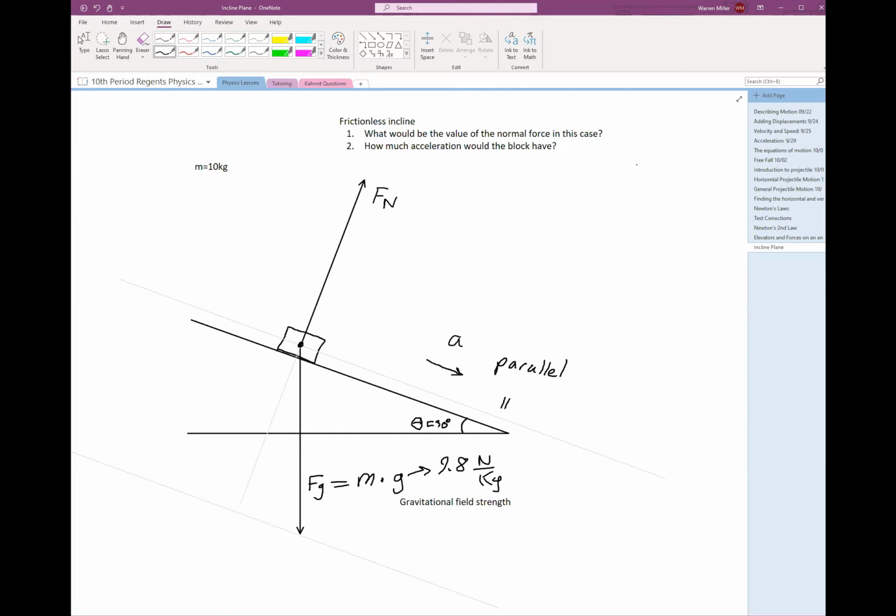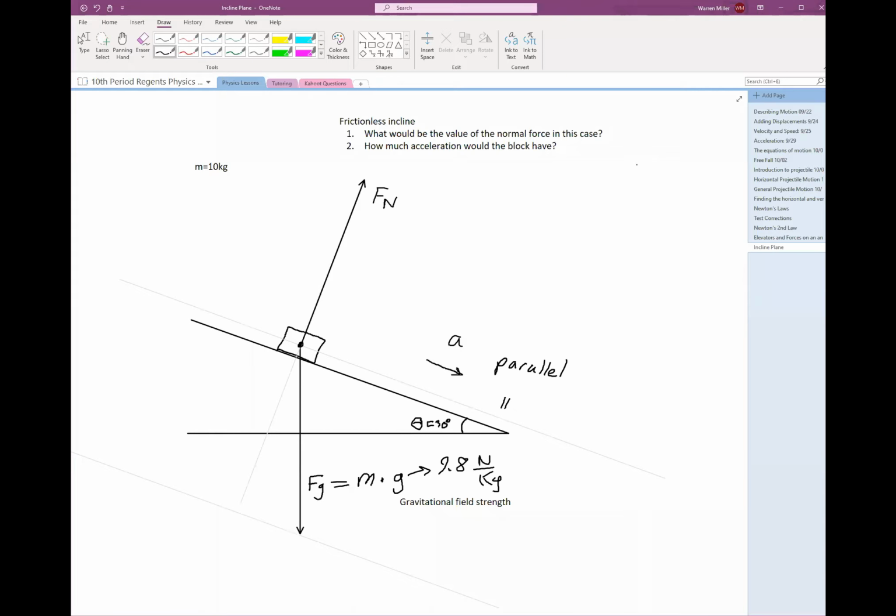We're good? Yes, Diana? Is it called the force of tension? Nope, no tension in this case. There's no rope. Is it the applied force? Nope, nobody's pushing it. It's just a block sitting on an incline.